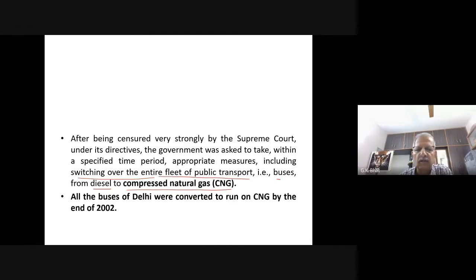So what was the result? All the buses of Delhi were converted to run on CNG by the end of 2002. So at that time itself, in 2002 itself, all the buses in Delhi were running on compressed natural gas, CNG.